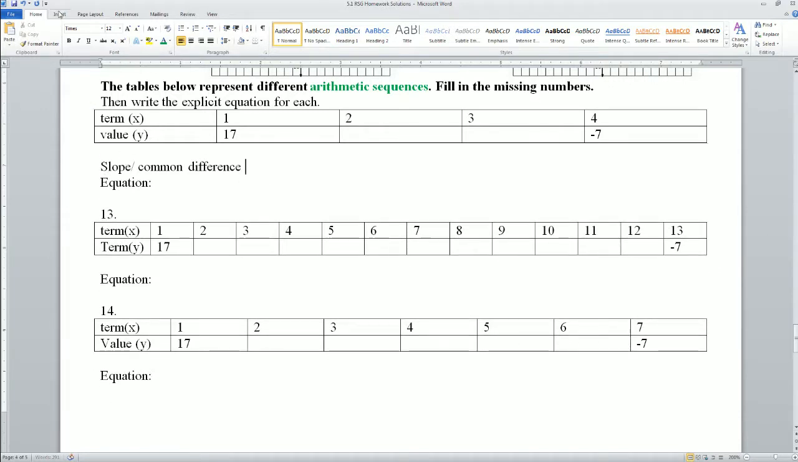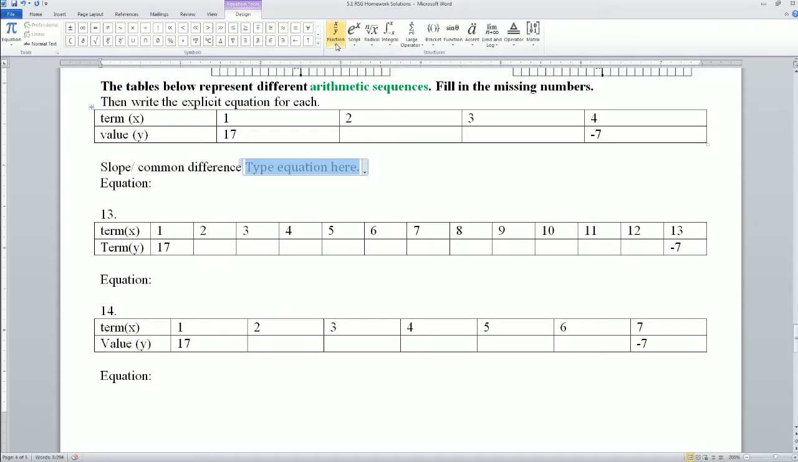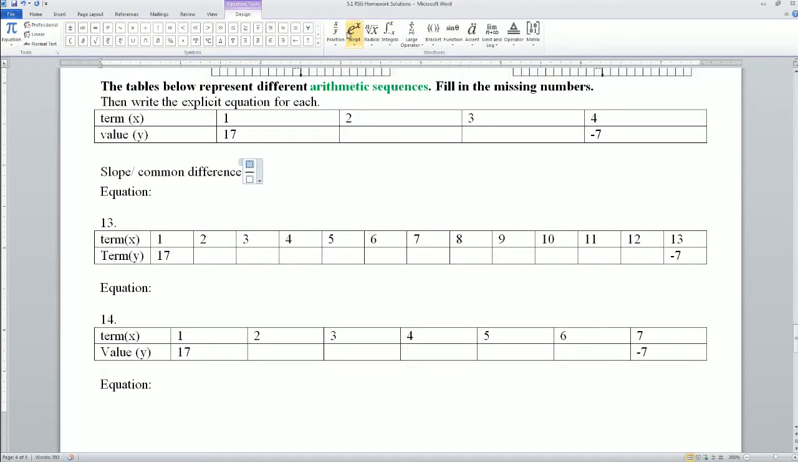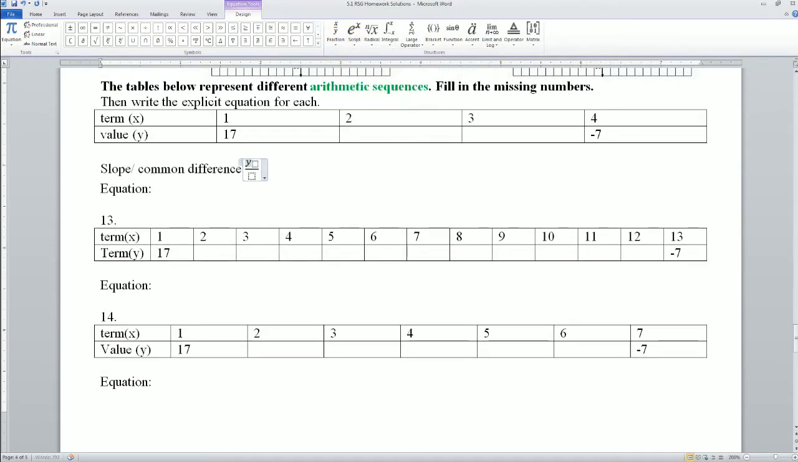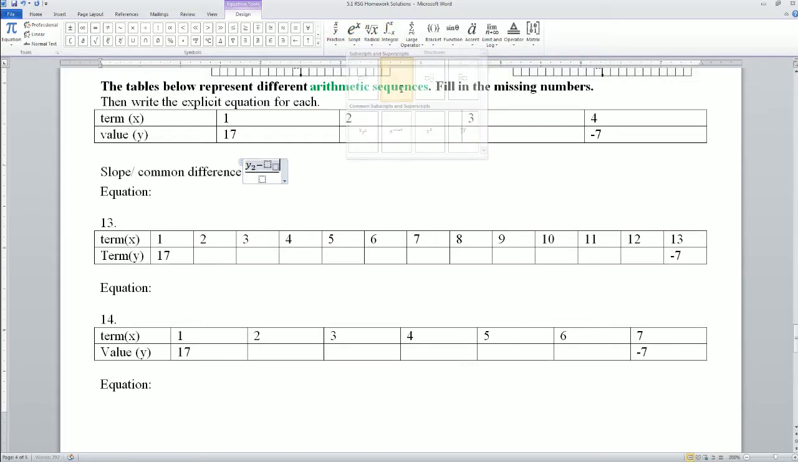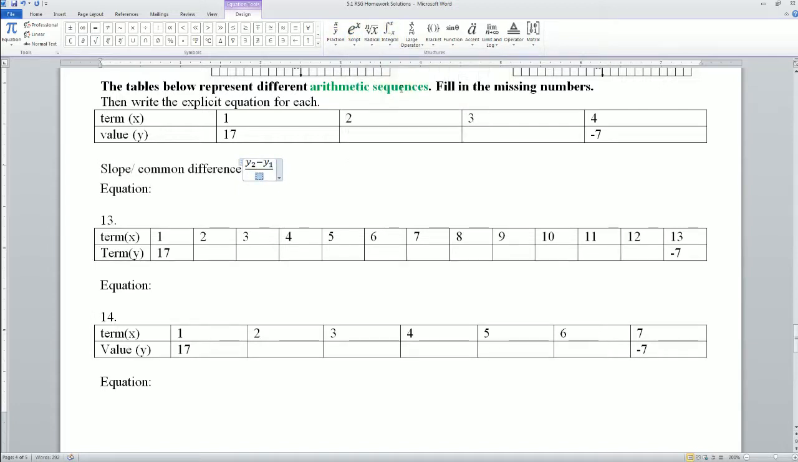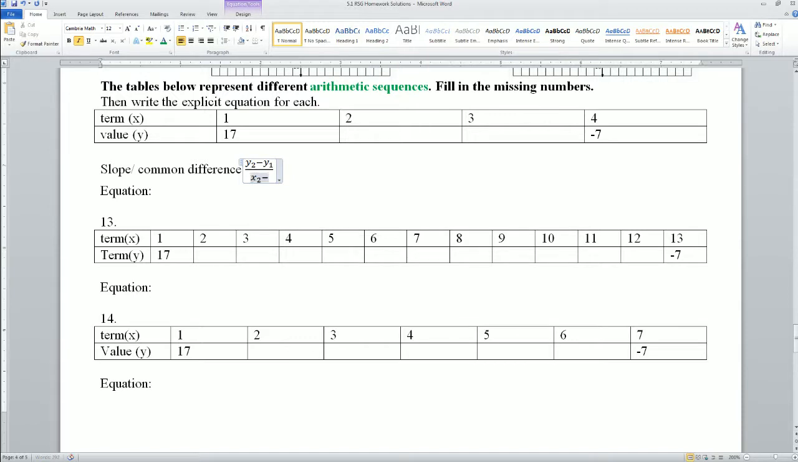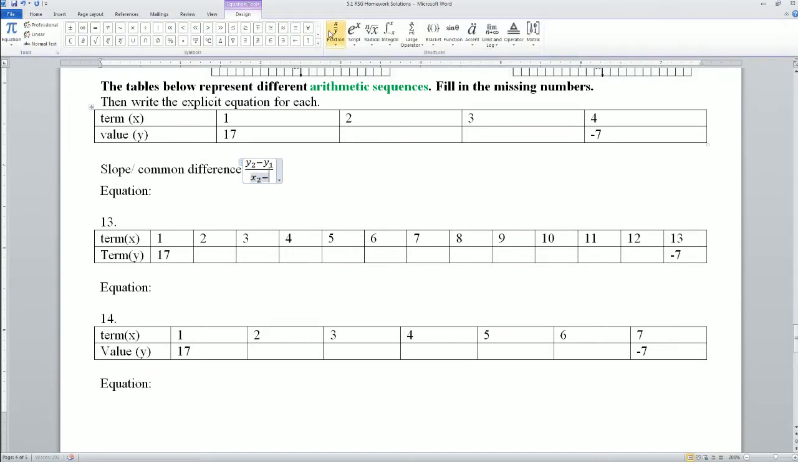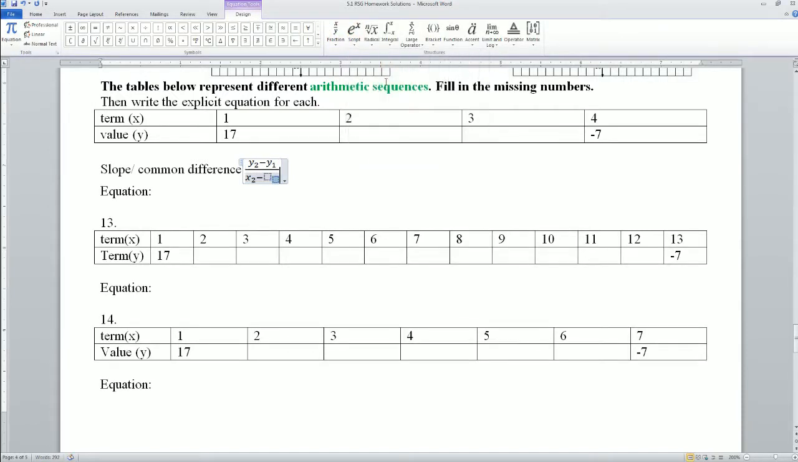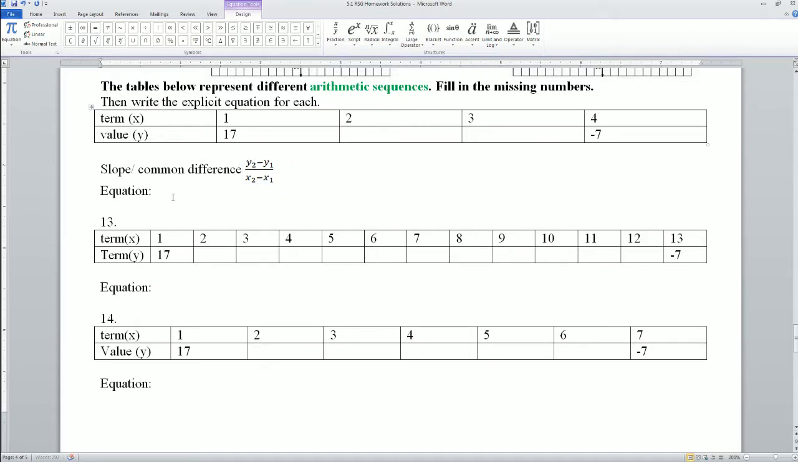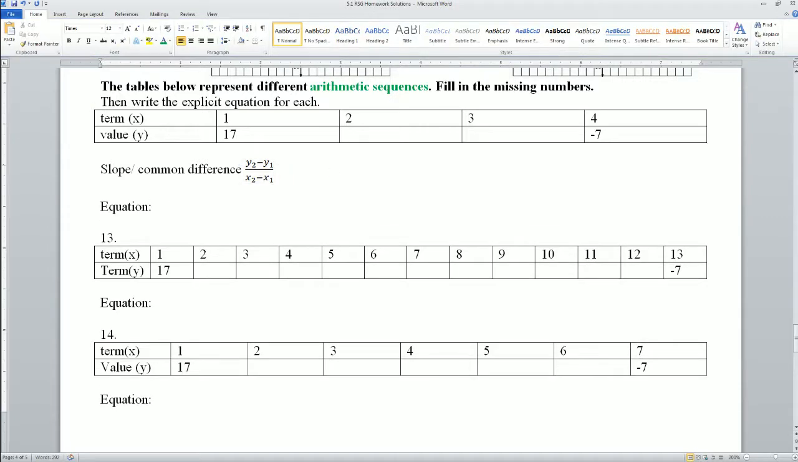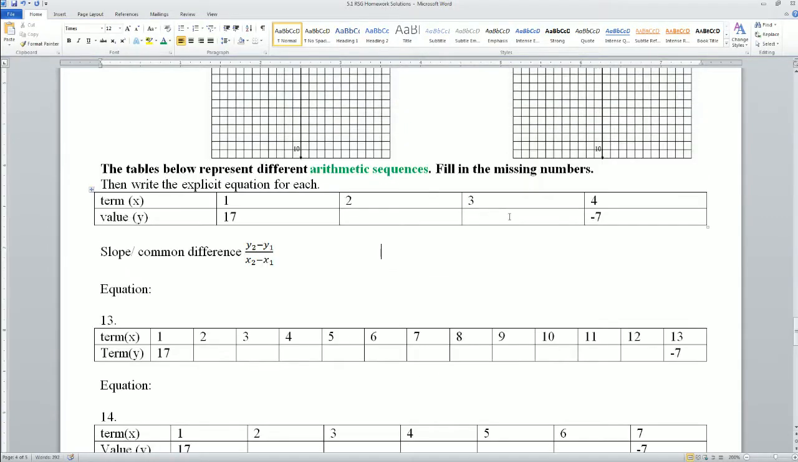I'm just going to give you the equation again. It was y2 minus y1 divided by x2 minus x1. So that's how we find the slope. Okay, so let's do that.